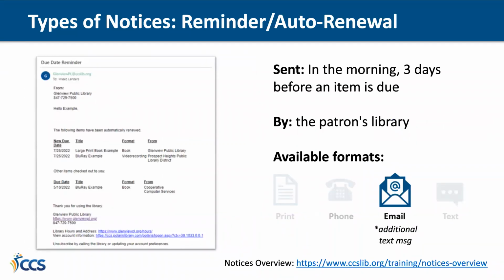And then the last notice type that all libraries send is the reminder notice, also known as the auto-renewal notice. This notice alerts patrons they have items coming due and or items that have been auto-renewed. So 3 days before an item is due, Polaris will send the patron a notice in the morning that lists the items that were auto-renewed with their new due date or items that couldn't be renewed, reminding them that they're due soon. This notice type is a little different in that it's only available as an email notice.